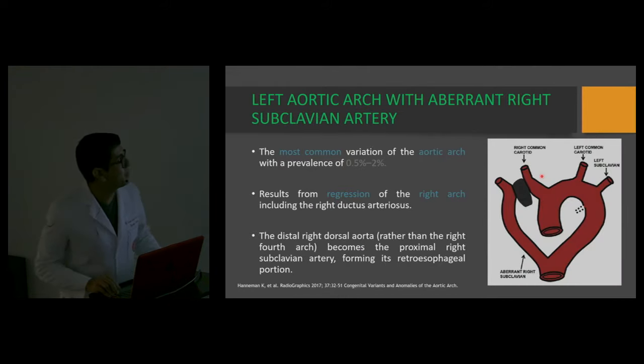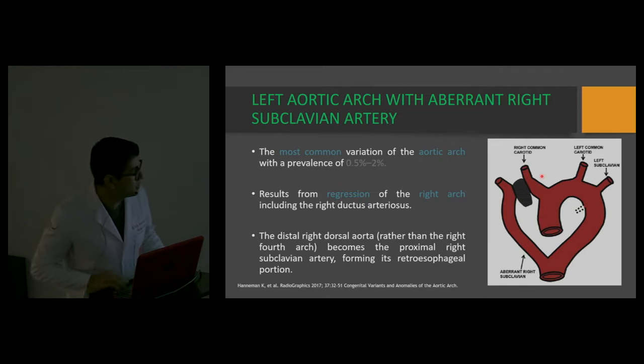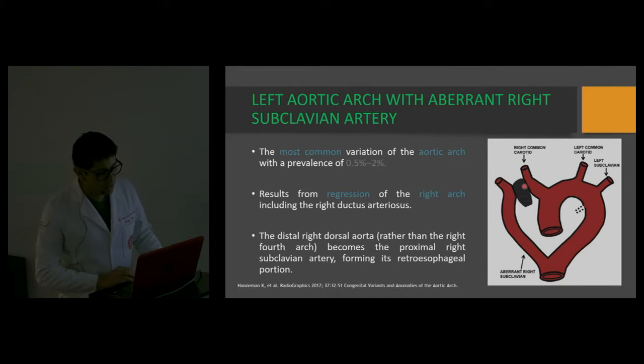The other one is left aortic arch with aberrant right subclavian artery. It is the most common variation of the aortic arch with a prevalence of 0.5 to 2%. It results from regression of the right arch, including the right ductus arteriosus. The distal right dorsal aorta regresses and the right fourth arch becomes the proximal right subclavian artery, forming the retroesophageal portion. Okay, in gray in this diagram, we can see the ductus arteriosus portion regression on the right fourth arch, and how it makes the left aortic arch with aberrant subclavian artery.